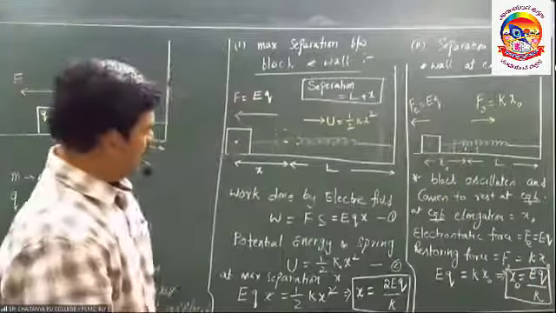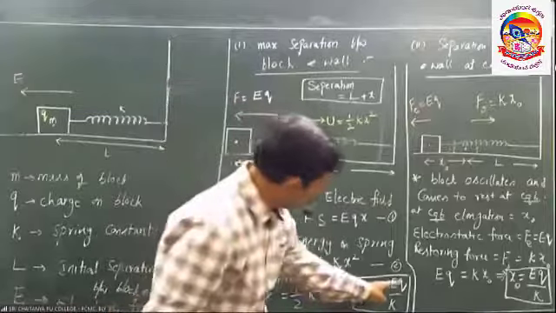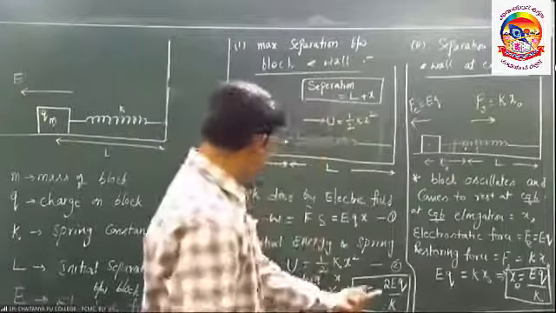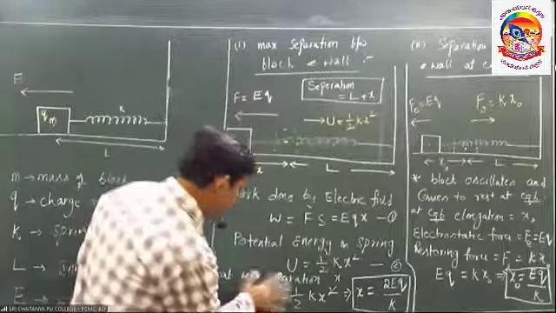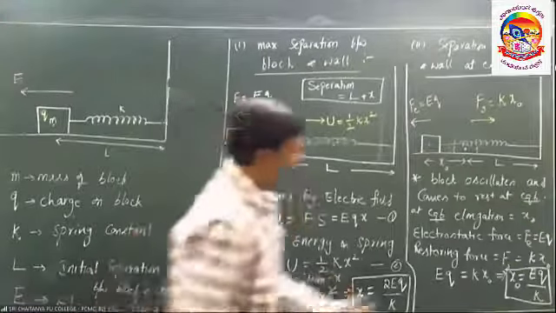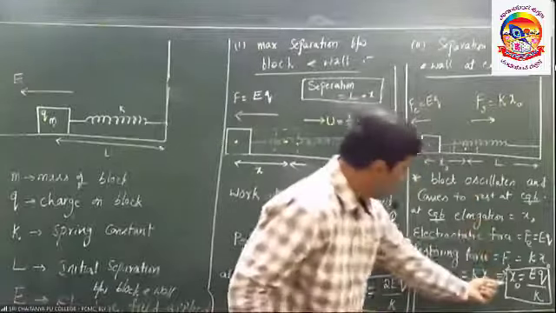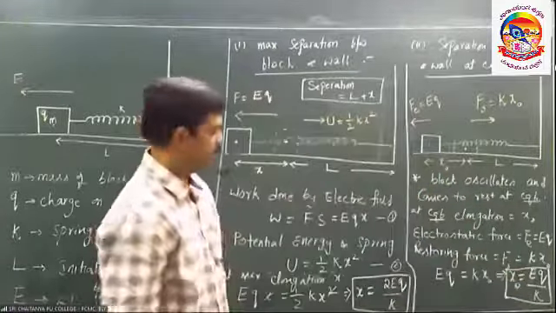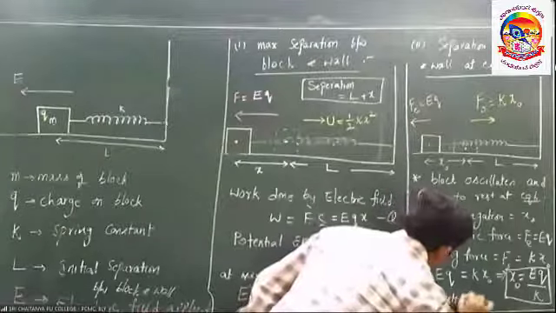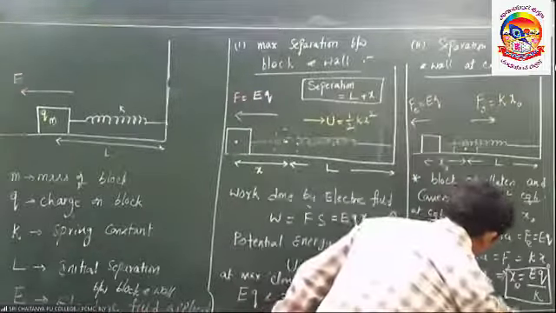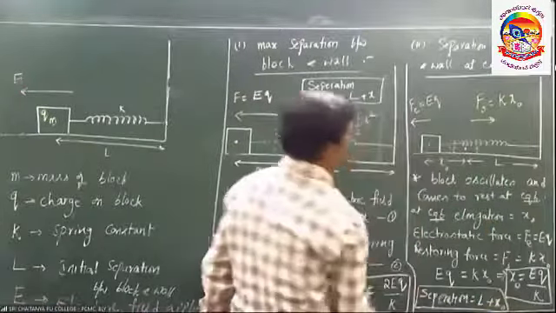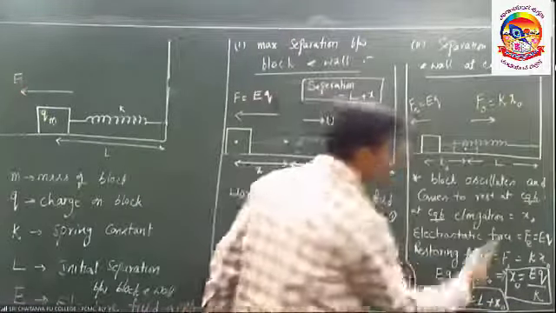That's it. Observe here, maximum separation 2EQ by K. Sorry, maximum elongation. Then here, the elongation at equilibrium, x naught, is EQ by K, right? And what is the separation in this case? The separation is L plus x naught. L plus x naught is the separation, right?